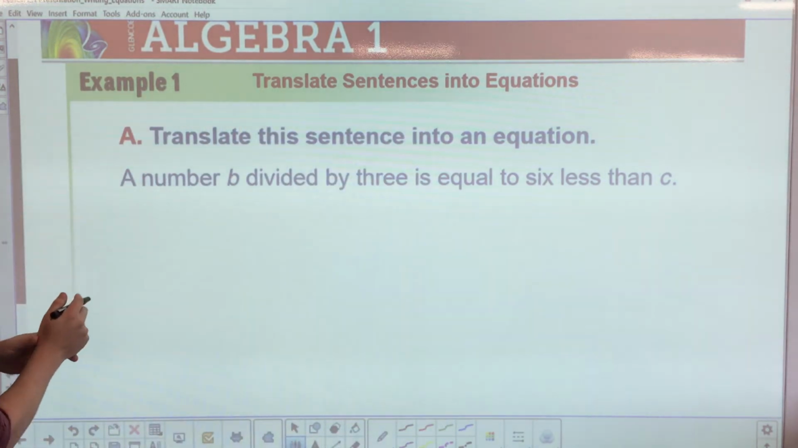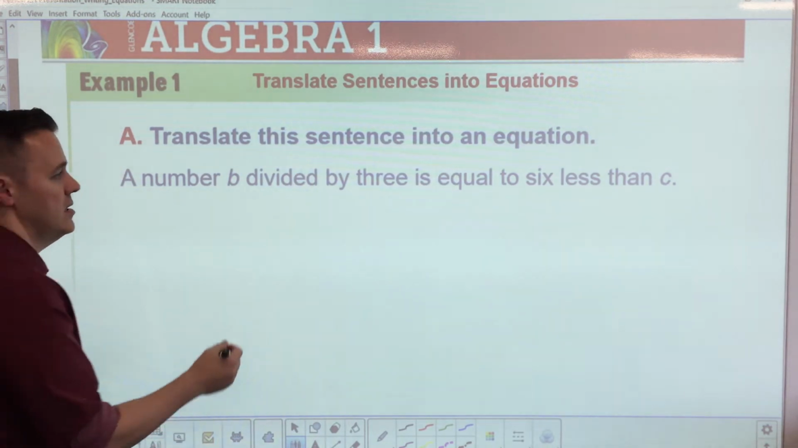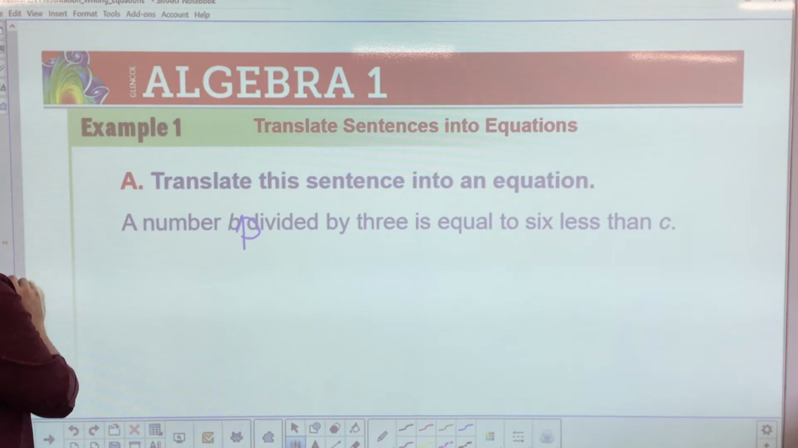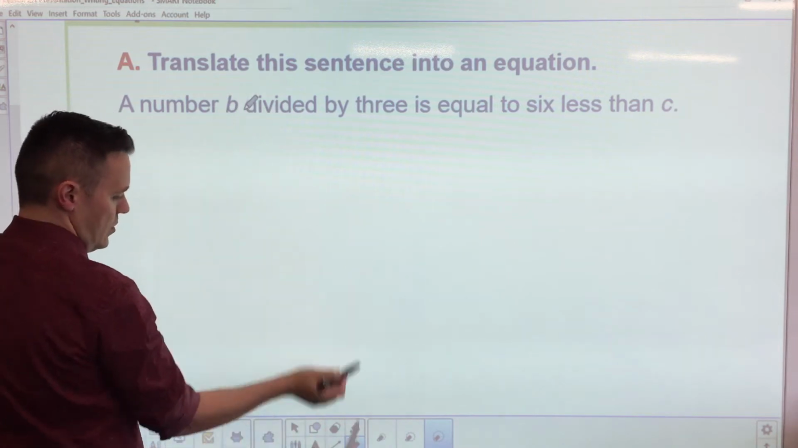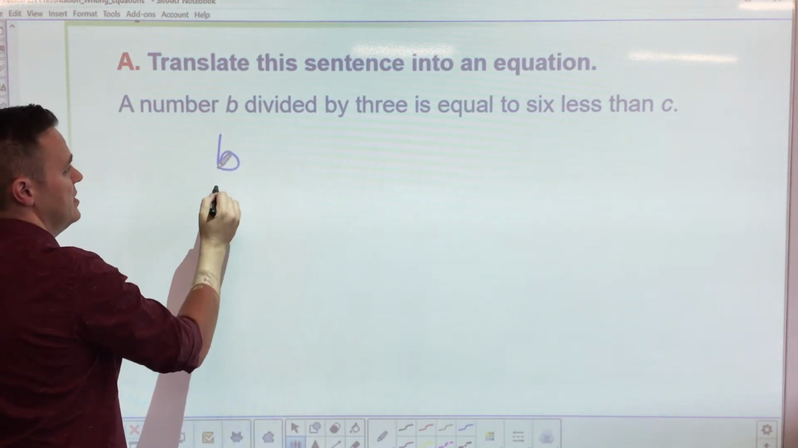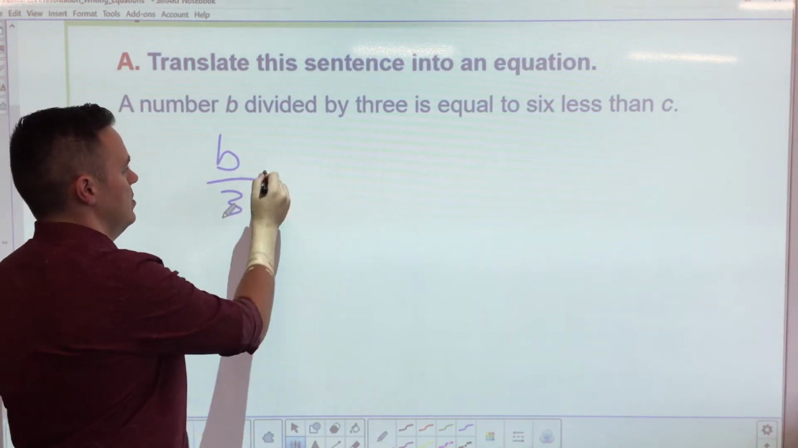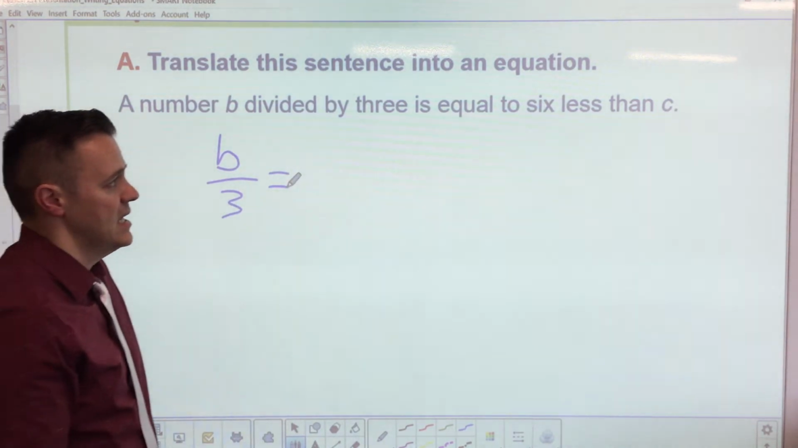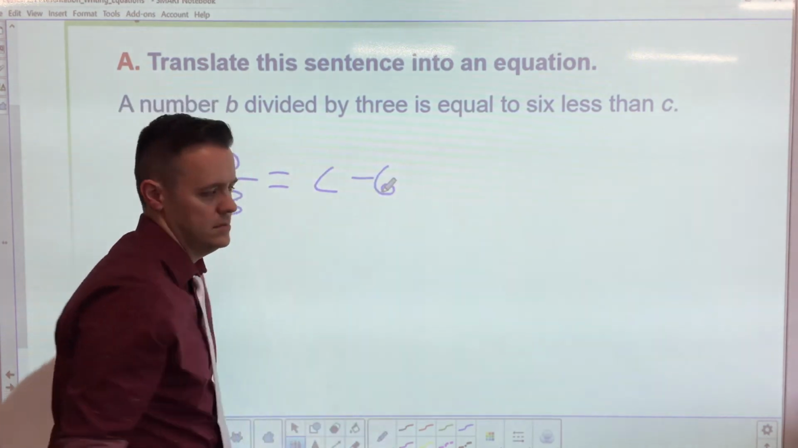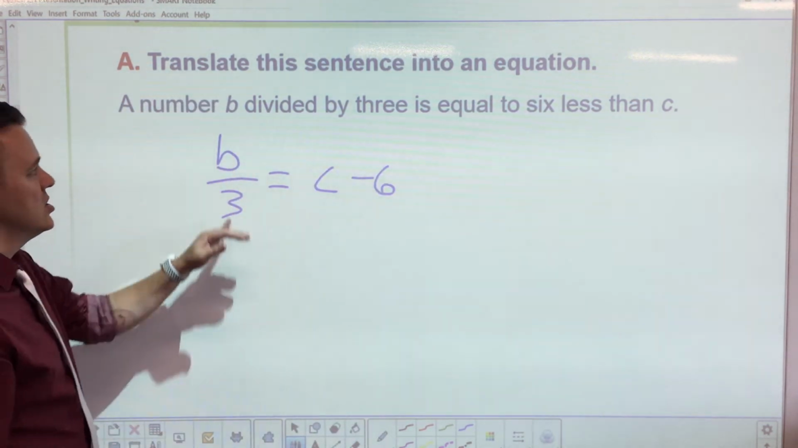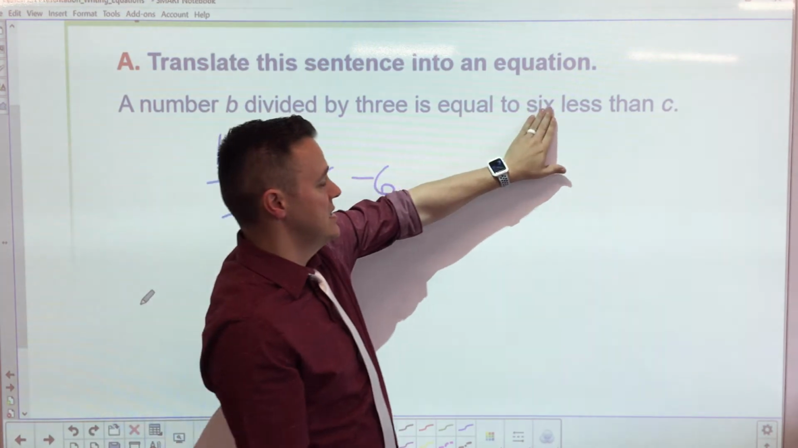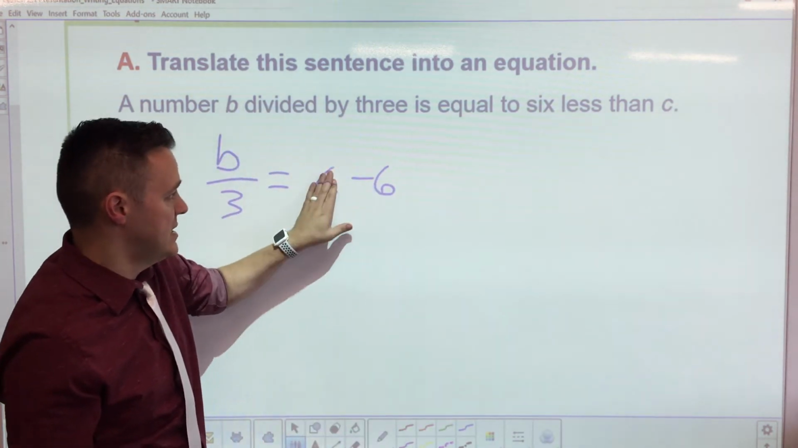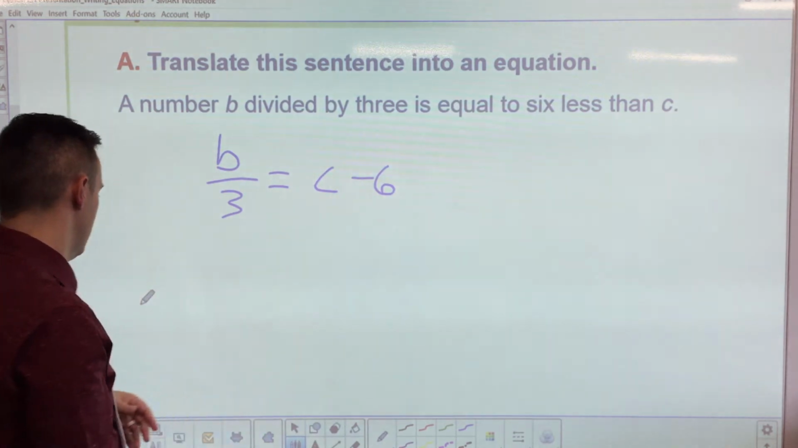So let's get started. A number b divided by 3. Board's acting up. A number, so let me erase that. All right, a number b divided by 3 is equal to 6 less than c. Straight up, simple, just like that. Okay, so a number b divided by 3, because that's what it is, 6 less than c. So it is c, but it's 6 less than that. Okay, so there's your equation.